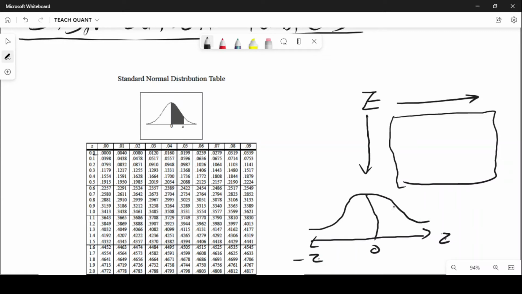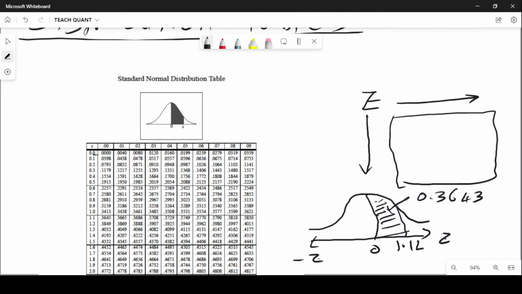So now we are told, for example, to read this area. Maybe if I give you a value like 1.1. So somebody tells you, read for us this. How do we go about it from the positive side? We look for 1.1, and the 1.1 is here. So the area under the curve is 0.3643.